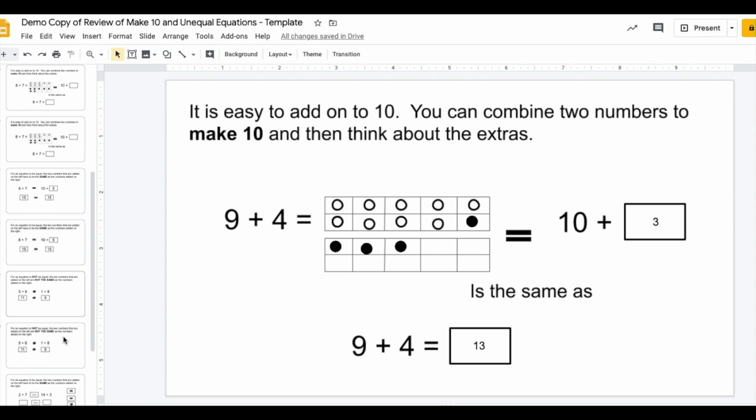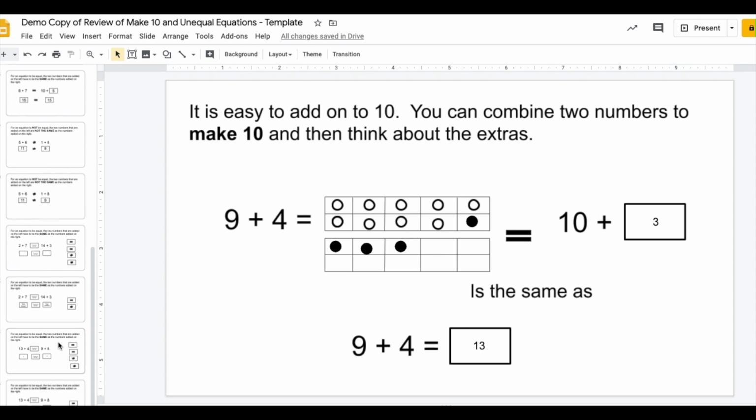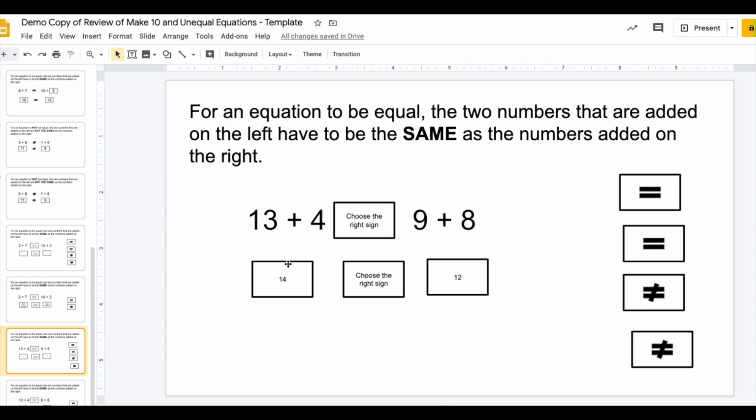And then when you're determining if two equations are equal, you need to add them. On this side, the two numbers that you're adding on the left side, and then the two numbers you're adding on the right side. If they're the same, then you would use the equal sign. But if they are not equal, if the two numbers that you're adding on the left, and the answer is not the same as the two numbers that you're adding on the right, you would use the unequal sign.